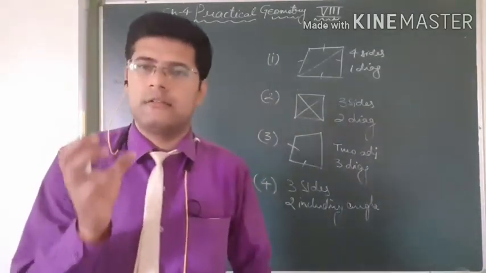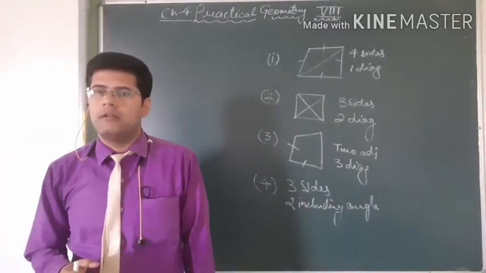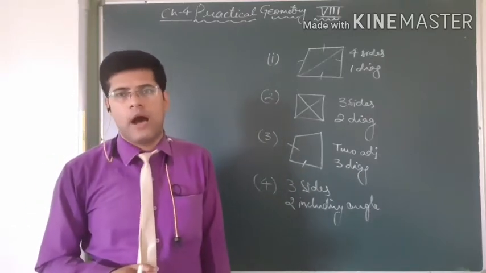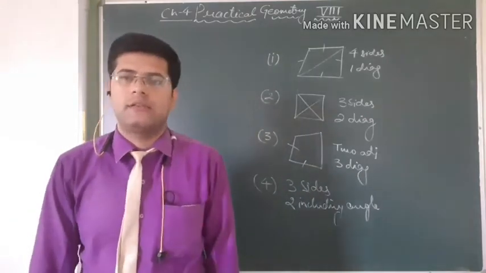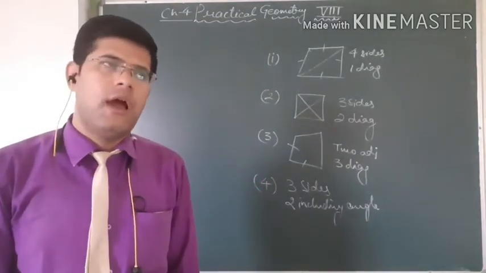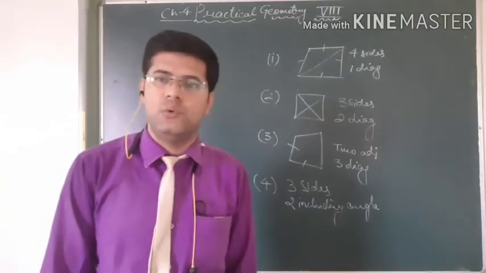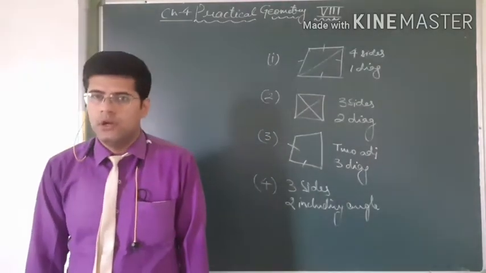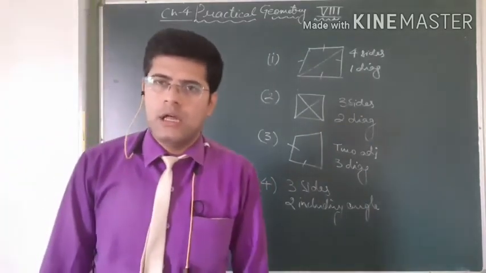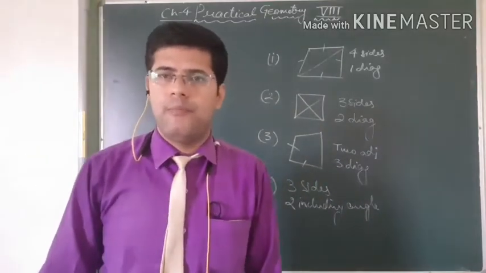What are these other properties? All the properties which I have taught in the parallelogram, rectangle, rhombus and square are known as special properties of a quadrilateral. You have to learn those properties also, and they will be used to make a quadrilateral. Students, these are the rules for making a quadrilateral, and now we are moving straight to our exercise 4.1.